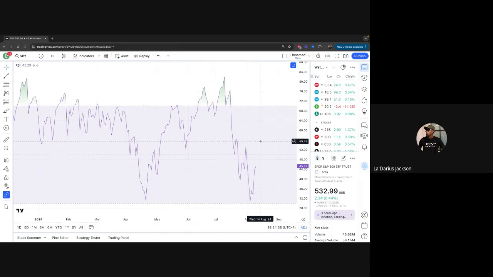Do I have any questions on the RSI? I got one. Sure. If you're looking for something that's going to swing back up, why wouldn't you get it while it's lower, like below 30 or below 40? Great question.